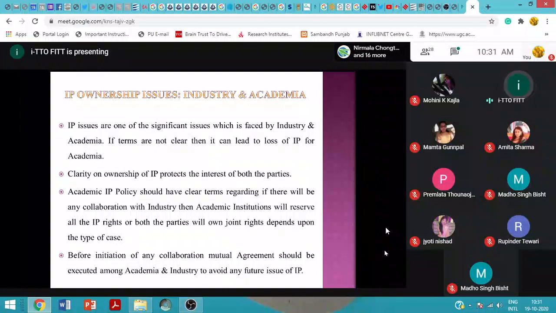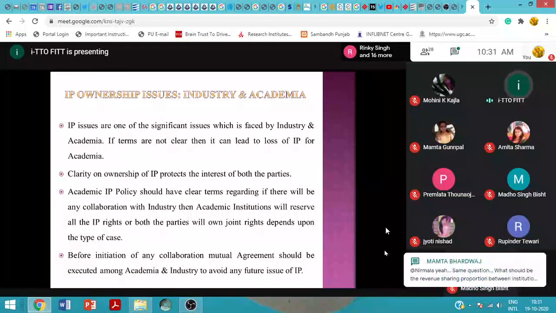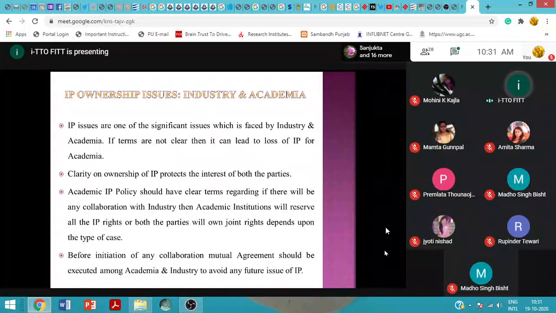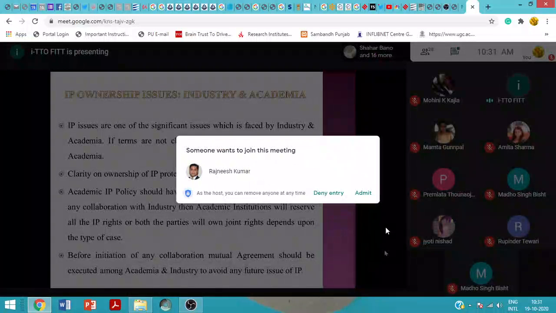IP ownership issues. This is one of the most significant issues faced by industry and academia. If the terms are not clearly mentioned, sometimes it can lead to loss of IP for academia as well. For example, in case of an academic institution with no IP policy, the researcher of that institution had a collaboration with industry for further development of their project. Industry gave all the funds for further development, but the idea and the resources were institutional.